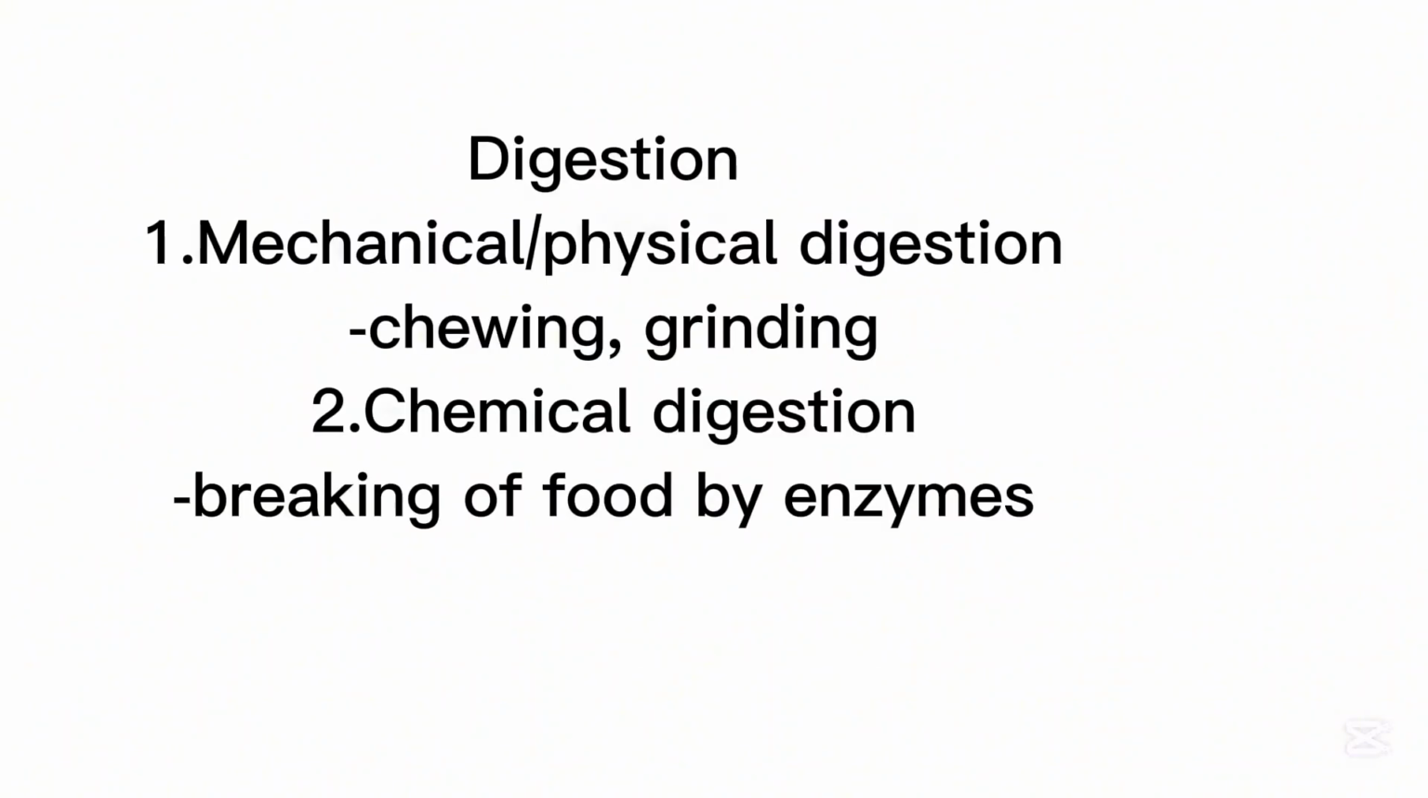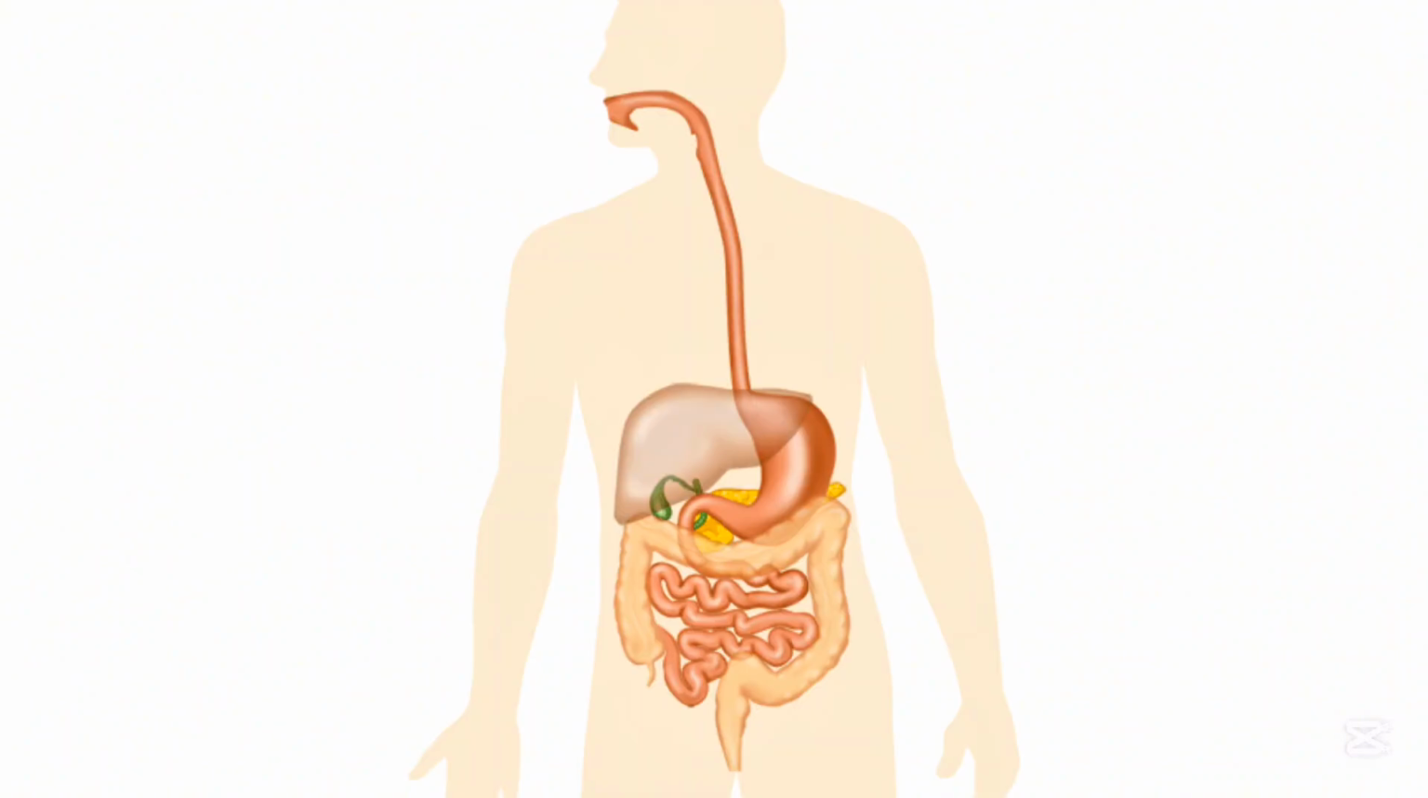Digestion is generally of two types. They are mechanical or physical digestion and chemical digestion. Mechanical digestion involves the chewing and grinding, and the chemical digestion involves the breaking down of food by enzymes.